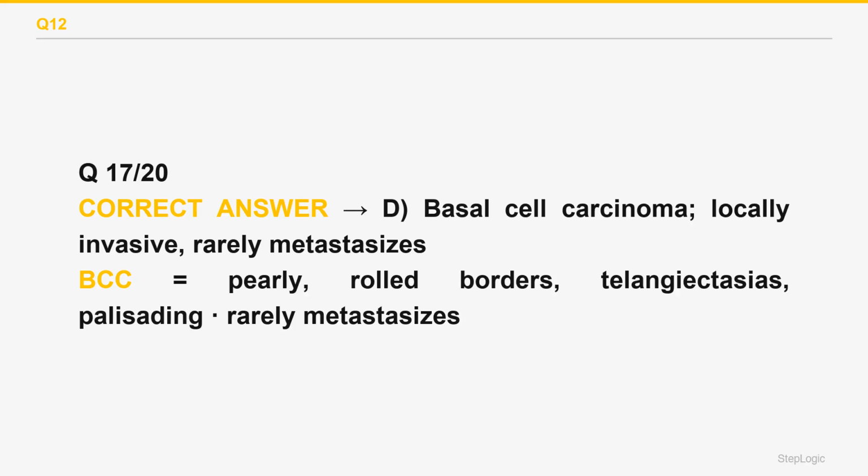Contrast to other non-melanoma skin cancers. Basal cell carcinoma is pearly with rolled borders and telangiectasias and rarely metastasizes, while squamous cell carcinoma is a scaly, ulcerated, or crusted lesion that arises from actinic keratosis and can metastasize, with keratin pearls on histology. Both are UV-driven. The pearly nodule with rolled borders, telangiectasias, and palisading basaloid cells that does not metastasize is basal cell carcinoma.